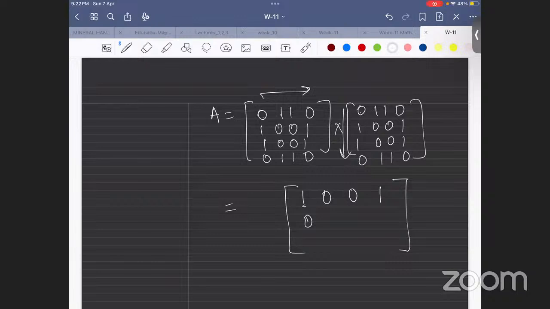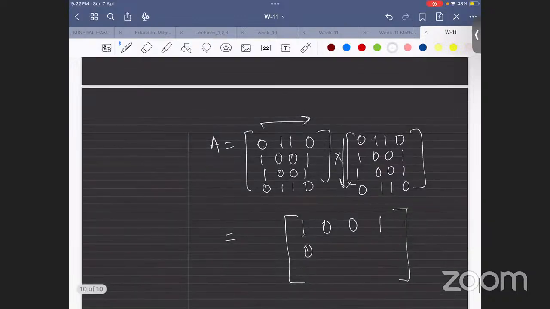How do you calculate the matrices? Basically, for the first entry, the first row and the first column get multiplied: 0 into 0 plus 1 into 1 plus 1 into 1 plus 0 into 0. So this is the first. Sorry.